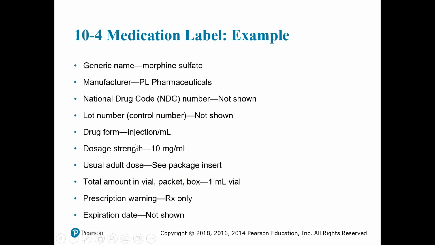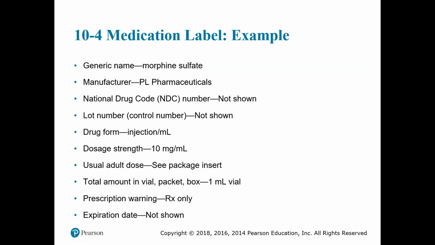So as I mentioned, the generic name was morphine sulfate. You did have the manufacturer on there. The drug code and the lot number were not shown in this particular example. Again, you typically see that drug code by a barcode as well. This was an injection. We have the dosage strength. The usual adult dosage was on an insert. The total amount in the vial, packet, or box was a 1 milliliter vial.